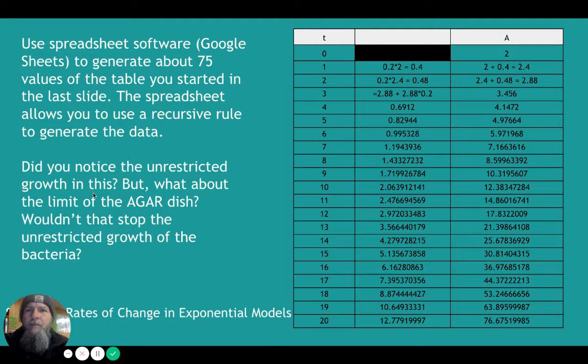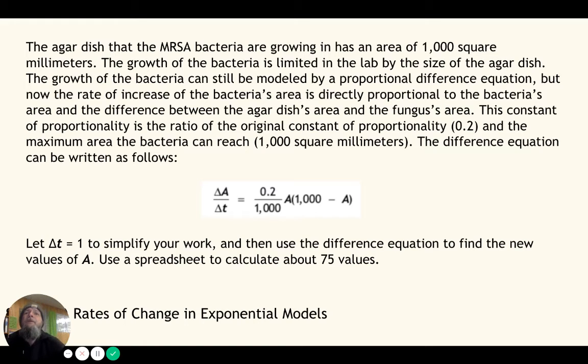What about if the bacteria is in an agar dish that's not very big, it has 100 square millimeters? Wouldn't that stop the growth of the bacteria? And it does. They're growing in only has an area of 1,000 square millimeters. The growth of the bacteria is limited in the lab by that size. The bacteria can still be modeled by a proportional difference equation, but now the rate of increase of the bacteria's area is directly proportional to the bacteria's area and the difference between the agar's dish area and the bacteria's area. This constant of proportionality is a ratio of the original constant of proportionality, 0.2, and that maximum area of bacteria that can reach, 1,000 square millimeters.